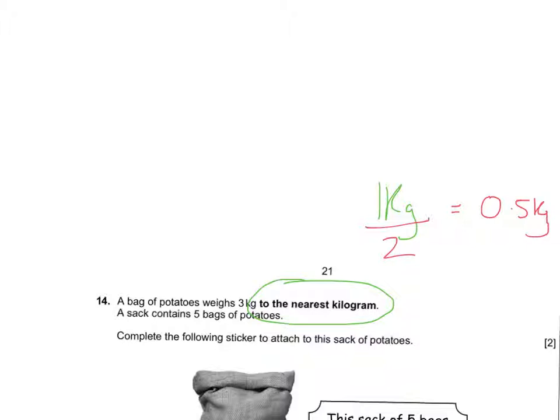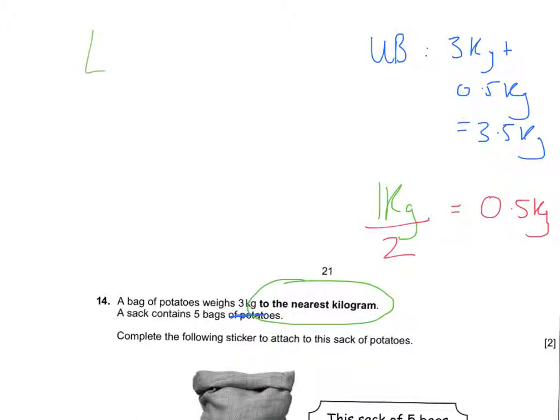To find its upper bound, you would always add it on. So we've got 3 kilograms here in the question. So to find its upper bound, 3 kilograms plus 0.5 kilograms gives me 3.5 kilograms. And to find its lower bound, you would do the 3 kilograms, take away 0.5 kilograms. So you get 2.5 kilograms, okay?